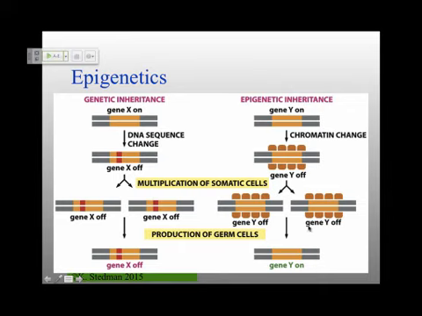But you can also reverse this. And this usually happens in the production of germ cells in terms of sexually reproducing eukaryotes. So this epigenetic change is a completely reversible one. With genetic changes, you've got to change genetic material. So the reversibility is actually a lot harder.